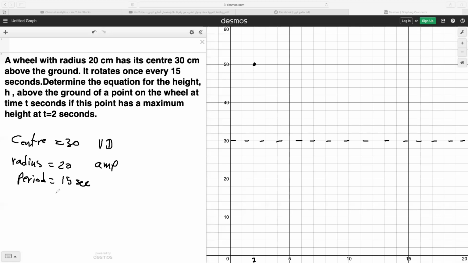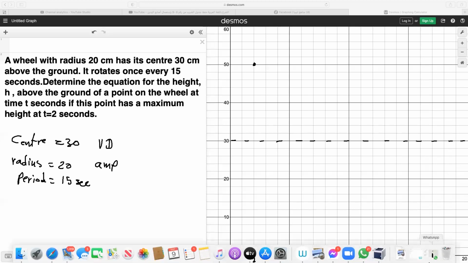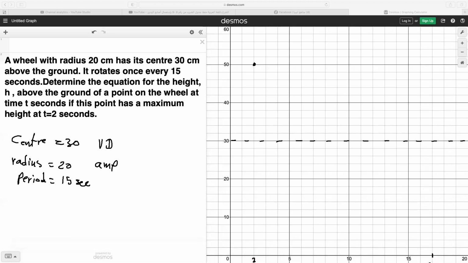And since the period is 15, then at 17 seconds you should get the maximum again, which is right here, because that's when you finish a full rotation. Now, right between these 2 points, right in the middle, you should have your minimum, because the wave is usually doing this. You have a maximum, and then a minimum. And that's basically a cosine wave.